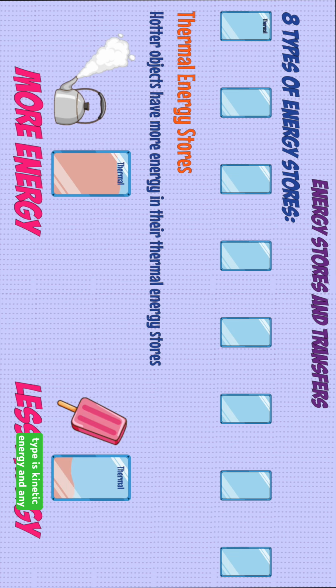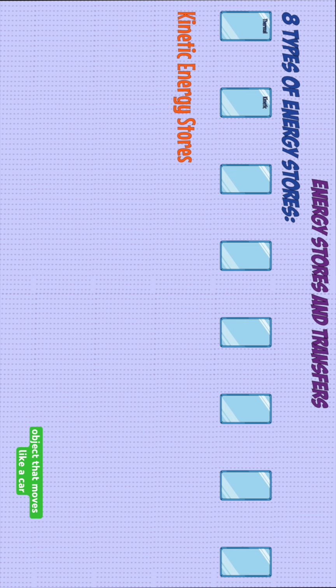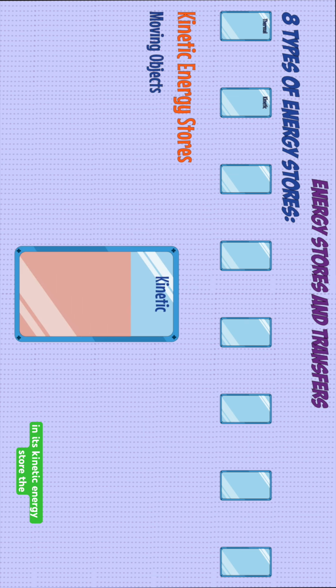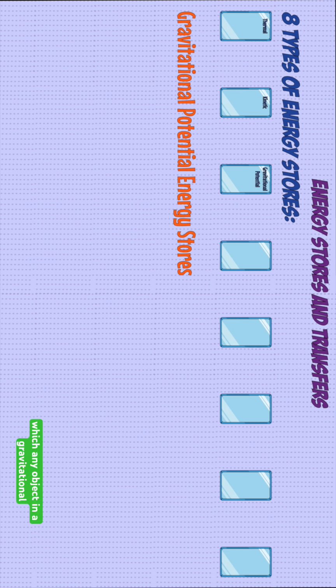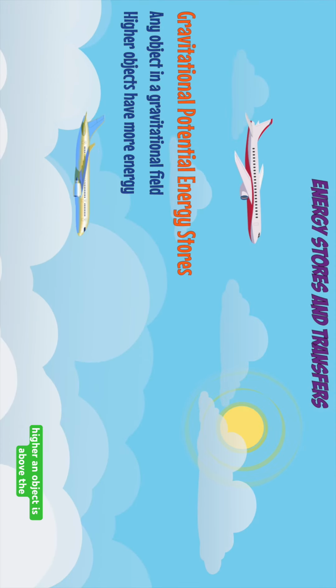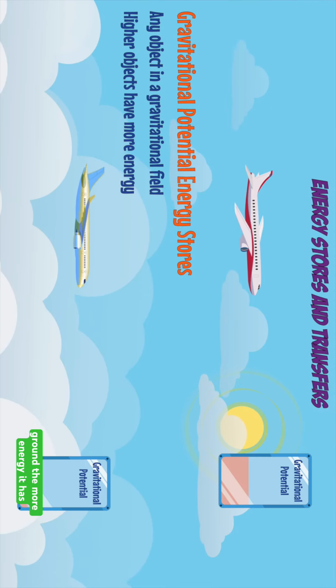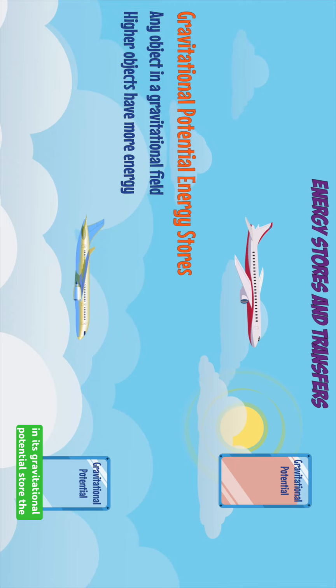The second type is kinetic energy, and any object that moves, like a car or an object falling, has energy in its kinetic energy store. The third is gravitational potential energy stores, which any object in a gravitational field has. So basically all objects on Earth. It depends on the height of the object. So the higher an object is above the ground, the more energy it has in its gravitational potential store.